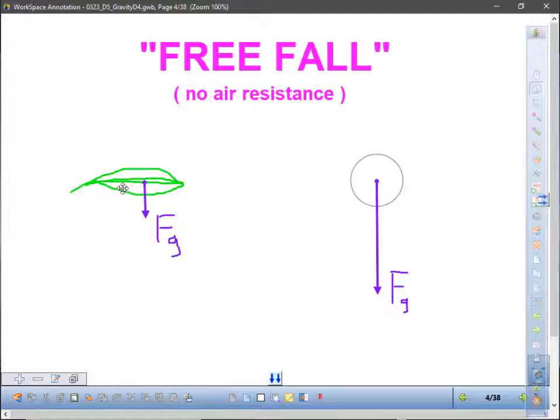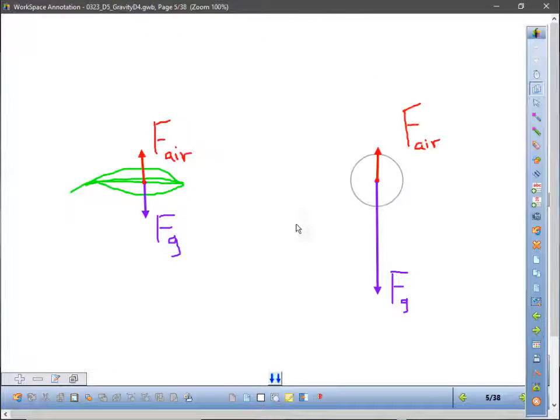So let's say we had a feather falling and a ball falling. If they're in free fall, the only thing pulling the feather down is the feather's weight, and the only thing pulling the ball down is the ball's weight. And what happens is they both fall at the same acceleration, 9.8 meters per second squared, because even though the feather has less weight, it also has less inertia. So less inertia and less weight, so it falls at 9.8 meters per second squared. The ball has more weight, but it also has more inertia, so it falls still at 9.8 meters per second squared.